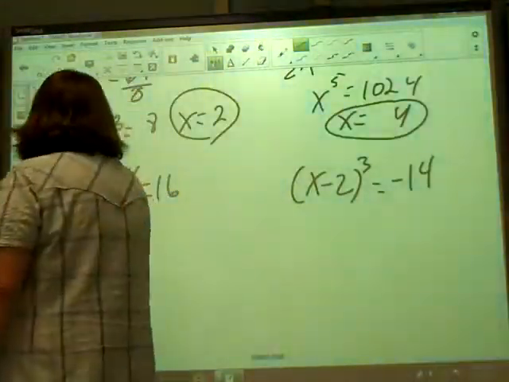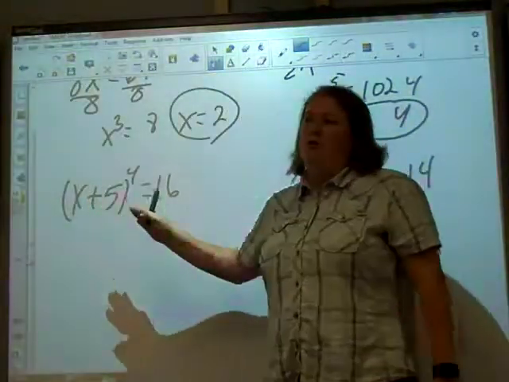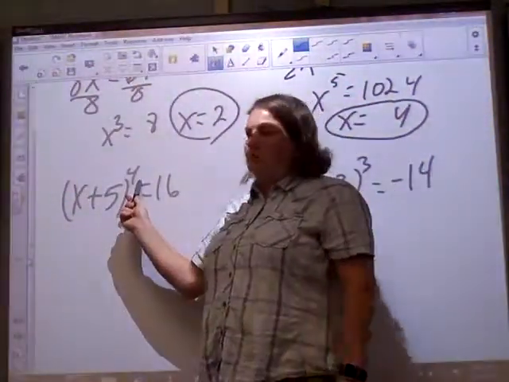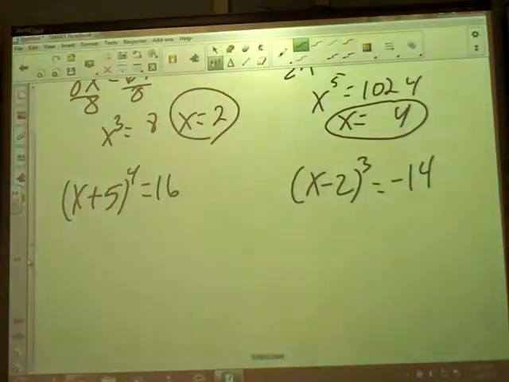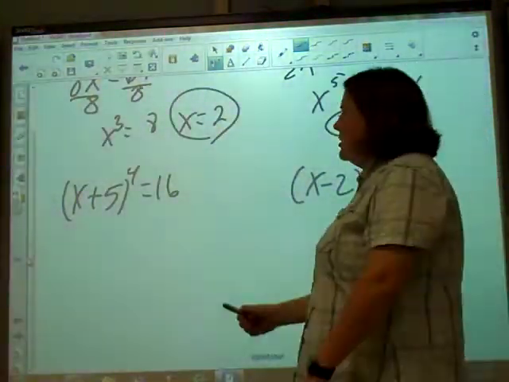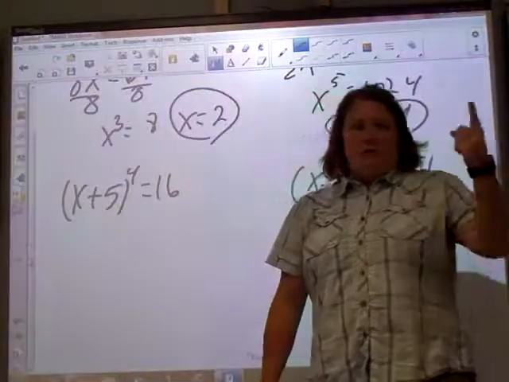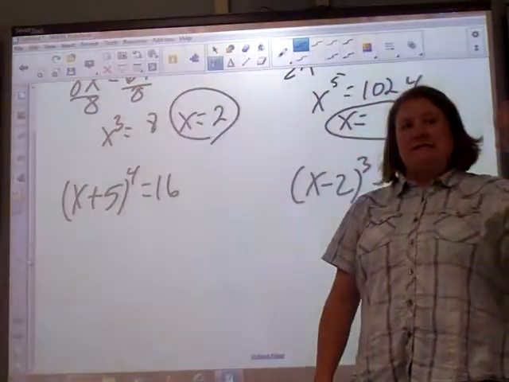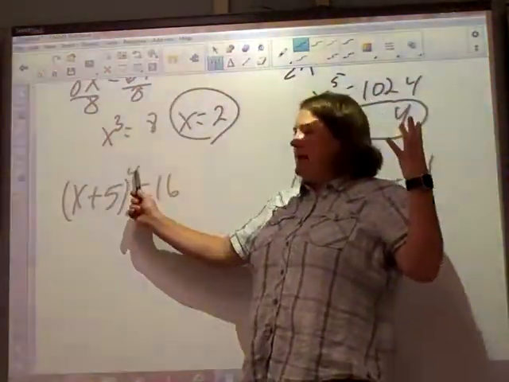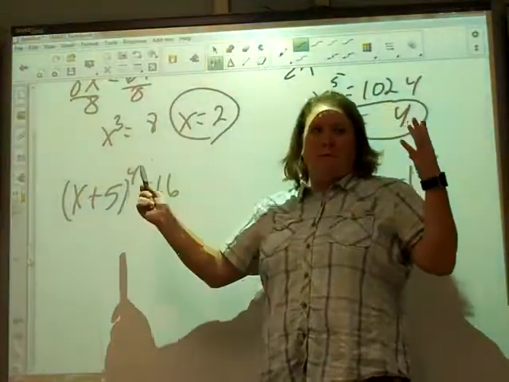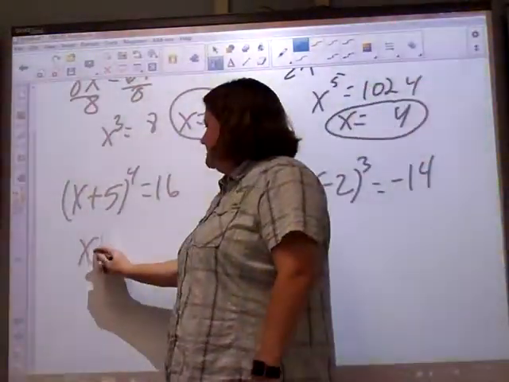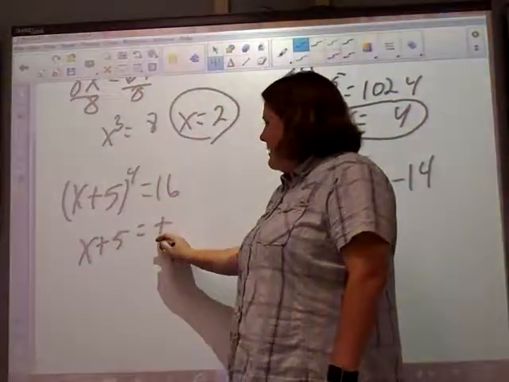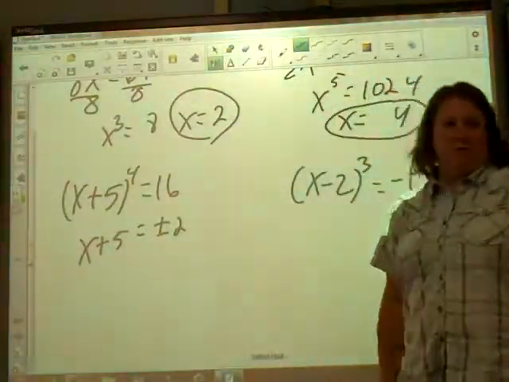Alright, questions started happening on the last two here. I got negative 3. This whole binomial is being raised to the 4th power, so I need to undo the 4th power first. I do that by a 4th root. The 4th root of 16 is 2, since 2 times 2 is 4, times 2 is 8, times 2 is 16. But remember, when it's an even power, it can be plus or minus, right? So this is going to be x plus 5 can equal positive or negative 2.